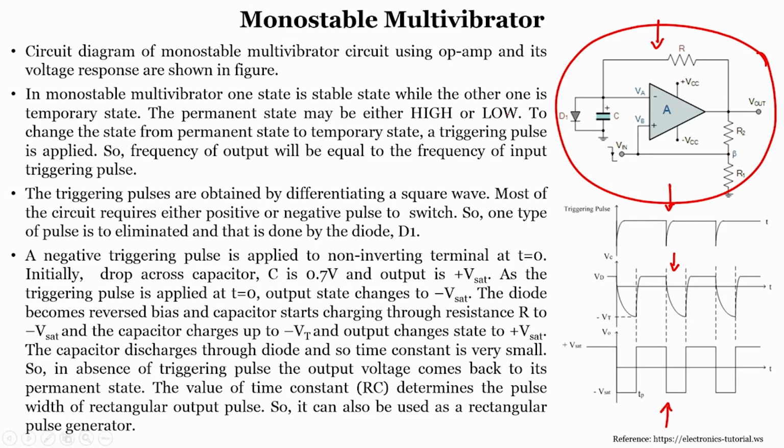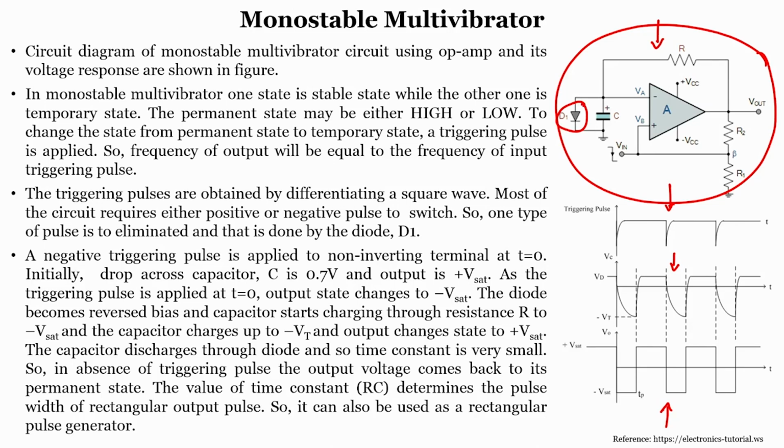To change the state from the permanent state to the temporary state, a triggering pulse is applied. So, the frequency of the output will be equal to the frequency of the input triggering pulse. The triggering pulses are obtained by differentiating a square wave. Most circuits require either a positive or negative pulse to switch, so one type of pulse is eliminated, and that is done by diode D1. One of the pulses can be easily eliminated if I use a diode in this particular configuration.